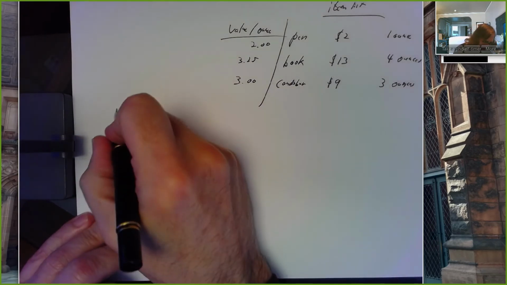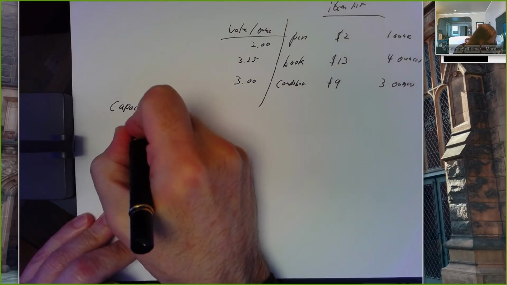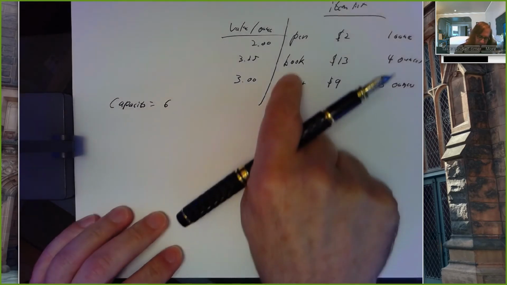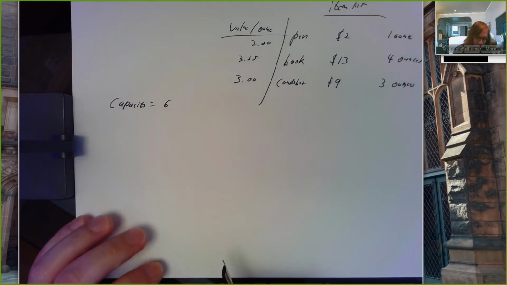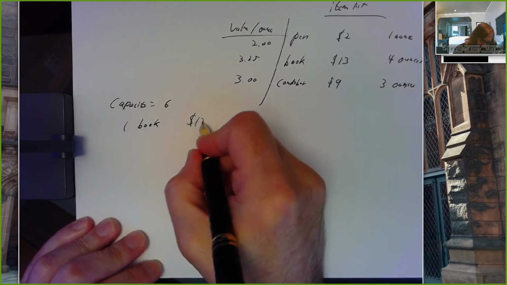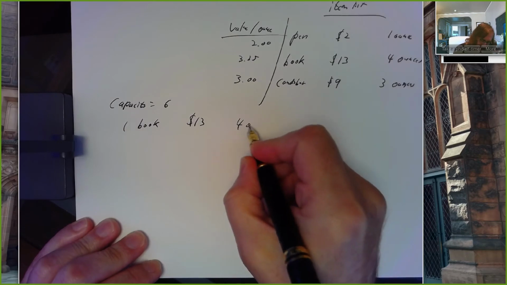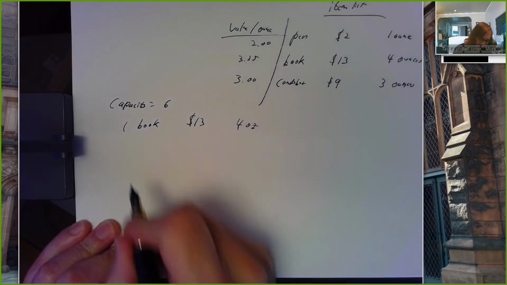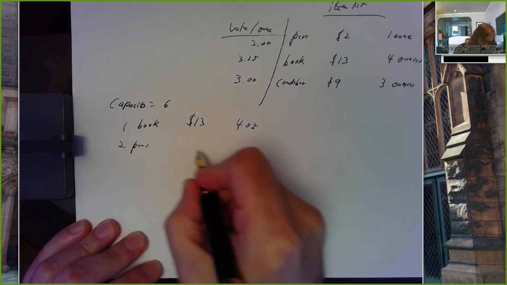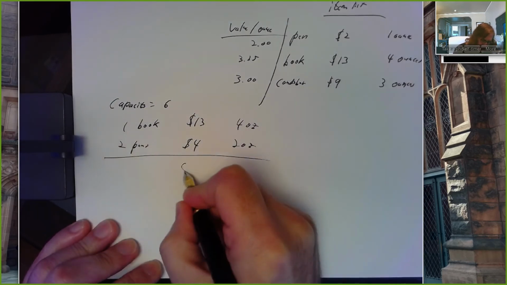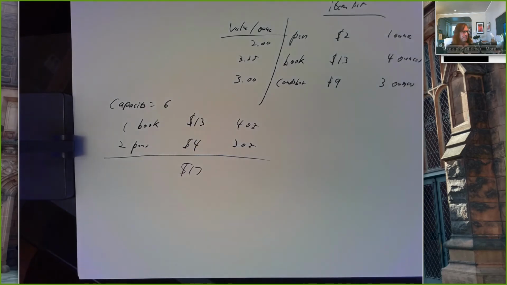And so here's a situation. Suppose your capacity is 6 ounces. Since the book is the most valuable item, we would say, let's take one book, and that's worth $13 and weighs 4 ounces. Well, we've still got 2 ounces left. We could fit 2 pens, so let's do 2 pens, and that's worth a total of $4 for 2 ounces, and we've got $17.